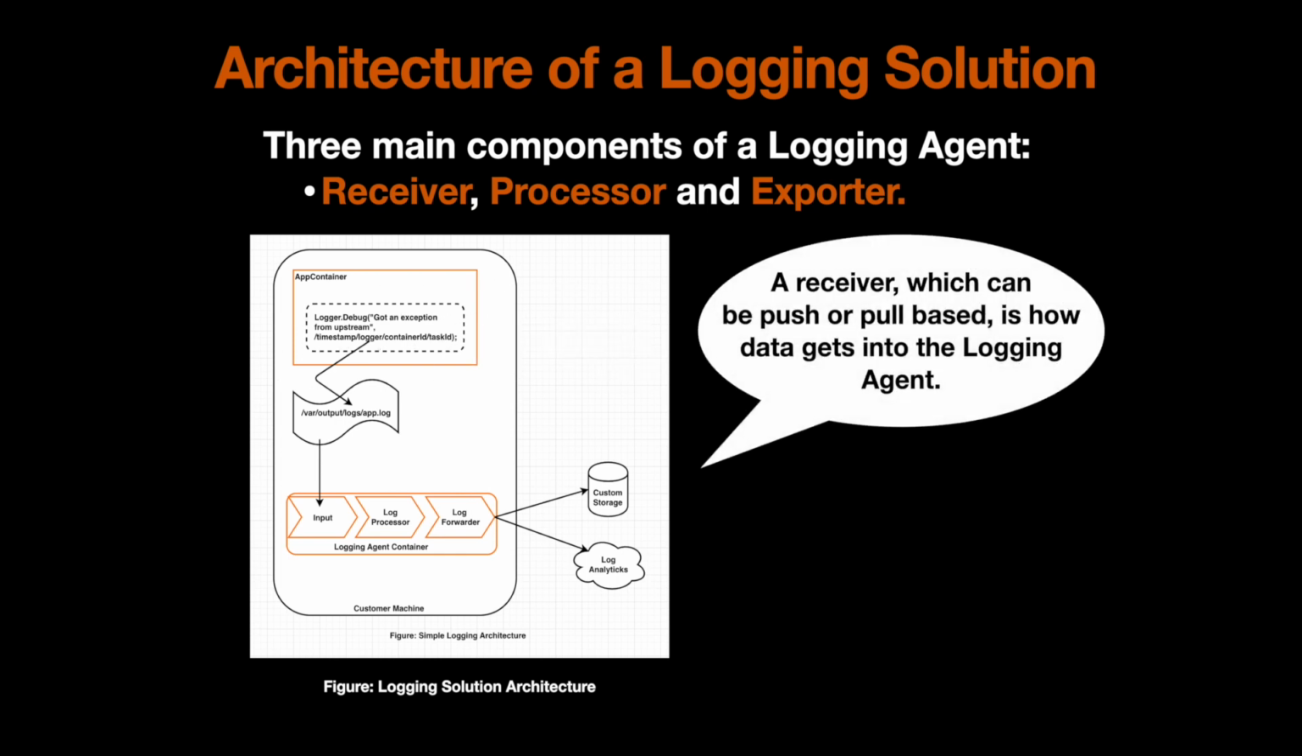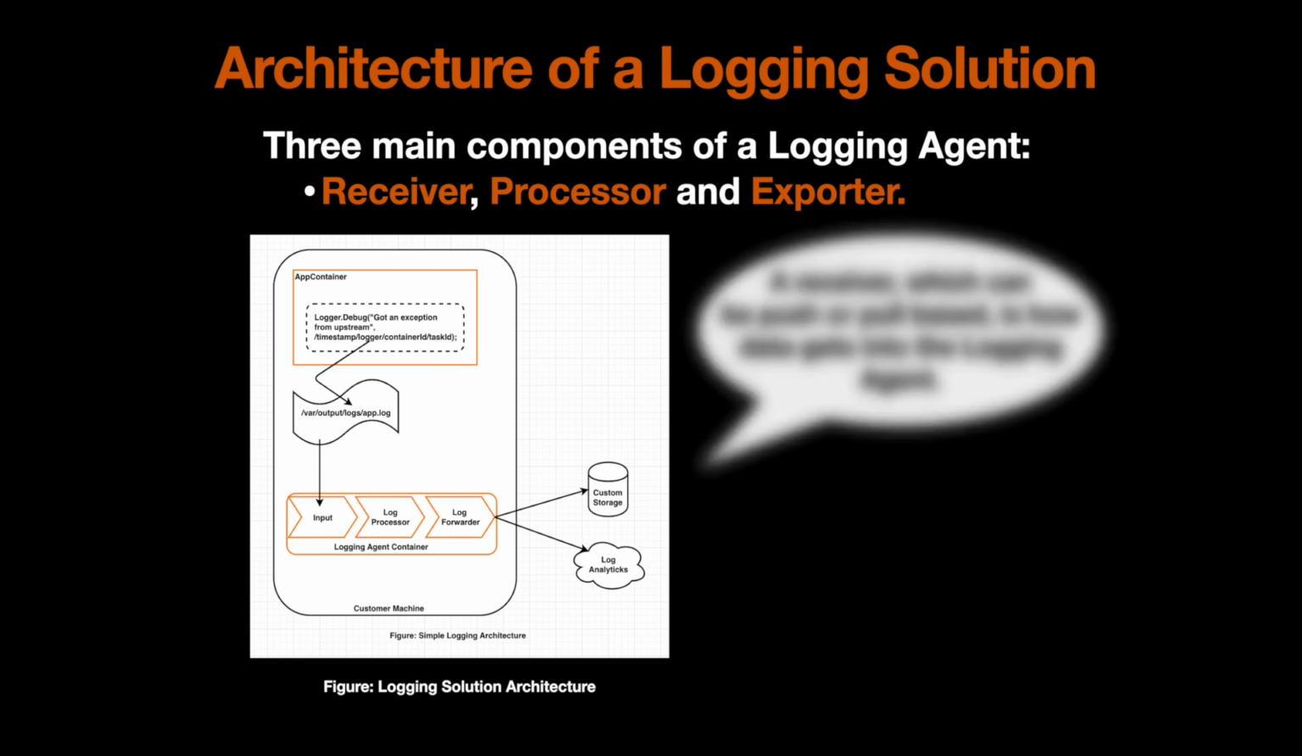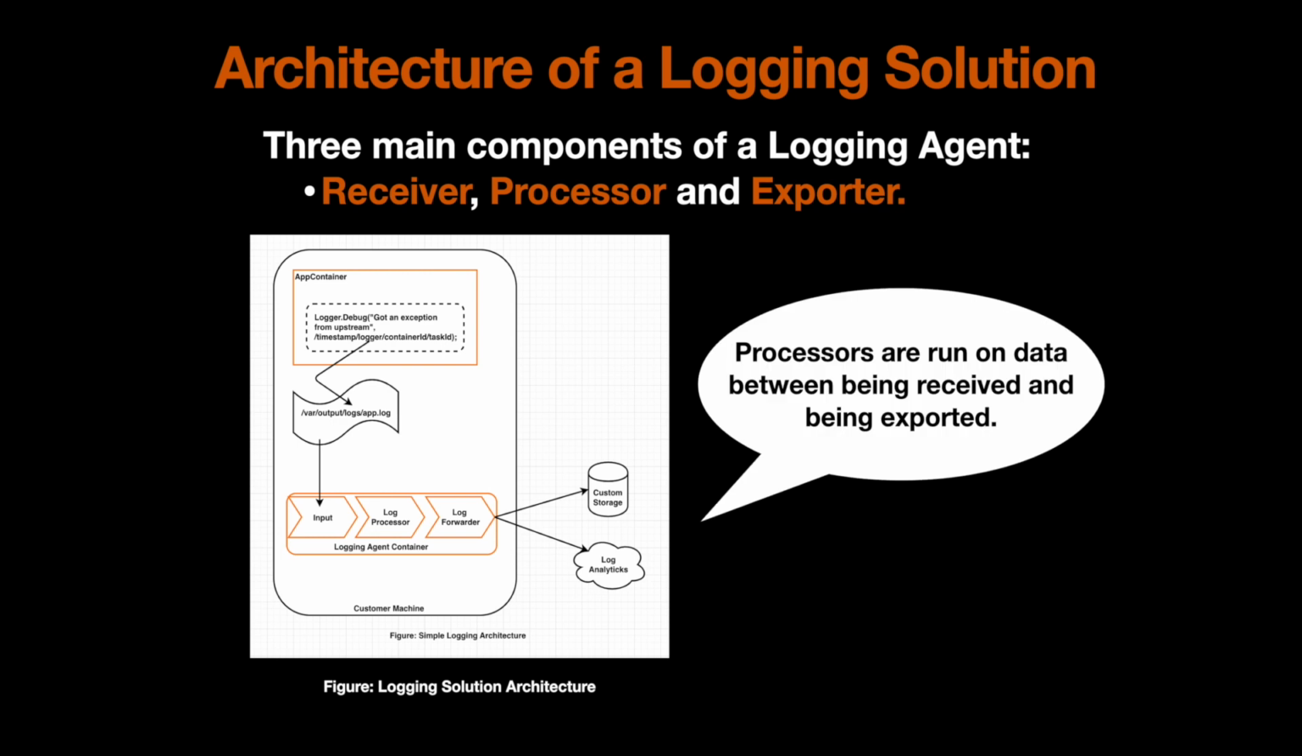A receiver, which can be push or pull based, is how data gets into the logging agent. The receiver's responsibility is getting the generated logs into the logging agent data pipeline. Then the log processor. Processors are run on data between being received and being exported. We can configure multiple processors, and these processors take actions on the data. For example, they help us filter the data and add custom metadata to the logs or metrics.